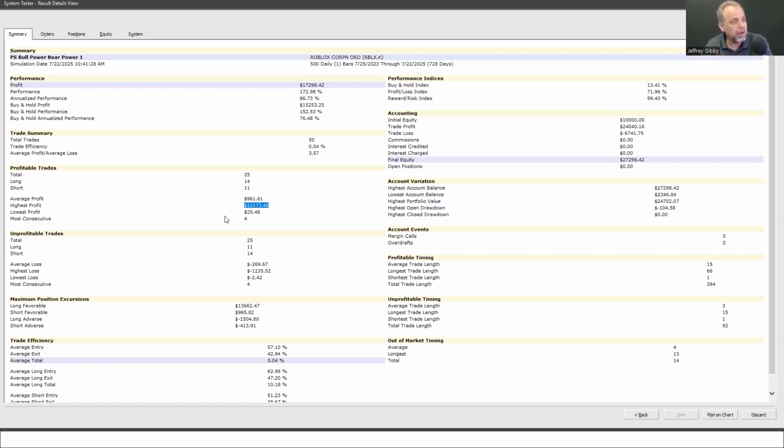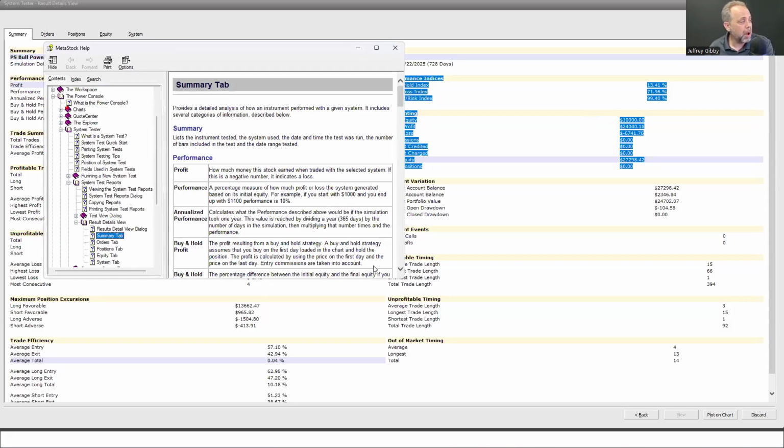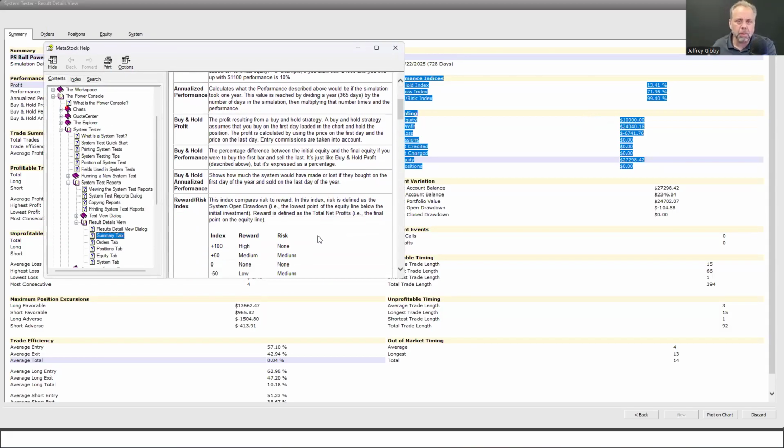All of these are things that tell us what happened versus buy and hold, what our profit/loss index looked like, and what our risk/reward index looked like. If you're not sure what any of these mean, you can just click on help and it's going to pop up and tell you exactly what all of these numbers are.